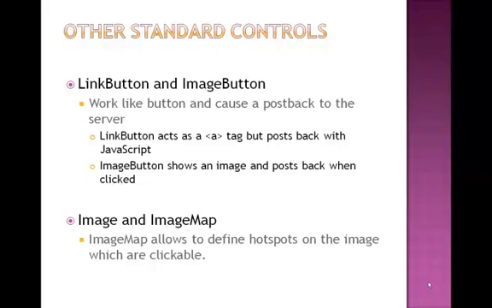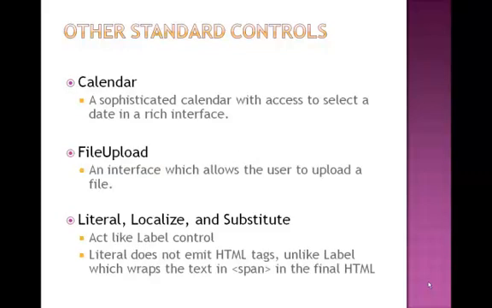The image and image map are basically like the image and image map tags in HTML, and the difference is that image map enables you to define hotspots on the image. You can click on these hotspots to cause a post back to the server, or to navigate to a different page. The calendar server control presents a very rich interface that enables you to choose a date from the look of an actual calendar.